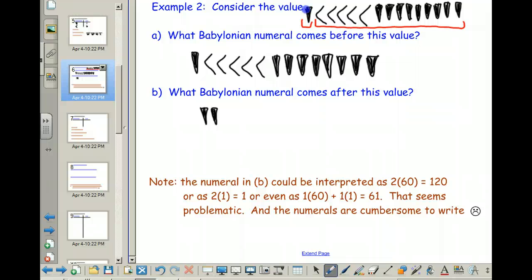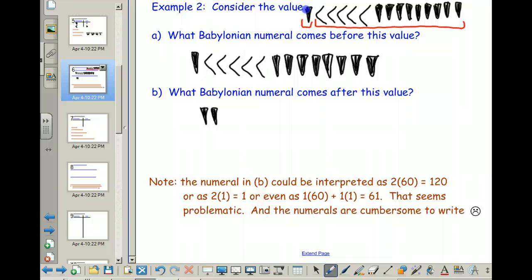That's what we're intending when we just wrote that. Or it's 2 times 1, because it could be in one spot, right? Or even as 1 times 60 and 1 times 1, because there's no sort of red marks underneath it that differentiated it for you. There's no red marks in their system, okay? That was my overlay of what I was doing. So it really could also be that it's 1 times 60, 1 times 1 is number 61.